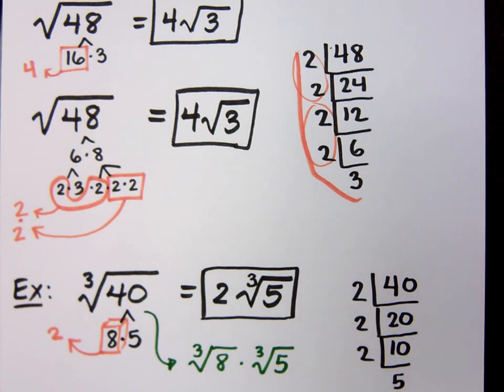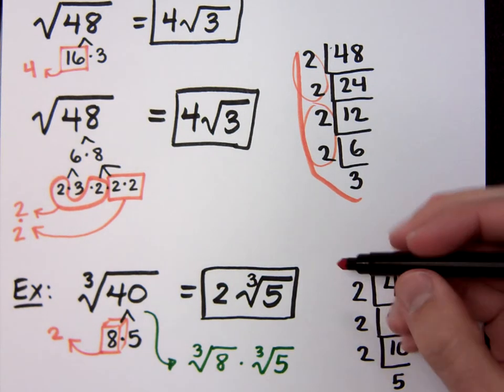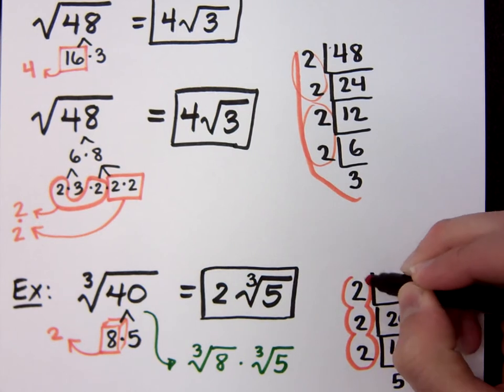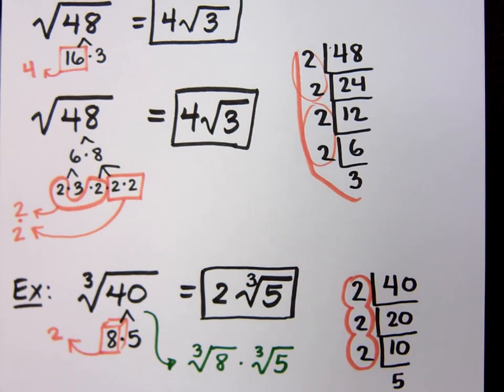Since I was dealing with a cube root, I needed to have either a perfect cube that was just a straight up number that was a cube, or I needed to have 3 of the same factor. So I've got 1, 2, 3 2's. That constitutes a perfect cube for us. That's why I get the 2 in front of the radical. 5 was not a perfect cube, so you could not simplify that. It stays inside. So those 3 factors of 2 give me the cube root of 8 right here.